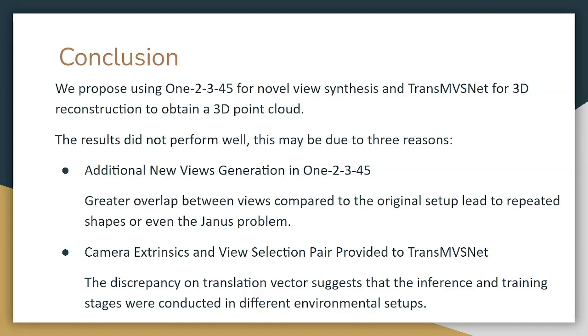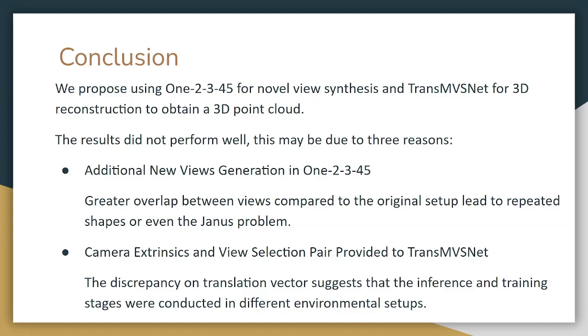The second is the camera extrinsics and view selection pairs provided to TransMVSNet. We observe that the fourth column of our camera extrinsics, which refers to the translation vector, is significantly smaller than the translation vectors in the original TransMVSNet training set. This discrepancy suggests that the inference and training stages were conducted in different environmental setups for collecting novel views. This gap between the two datasets has led to poor performance in our experiments.